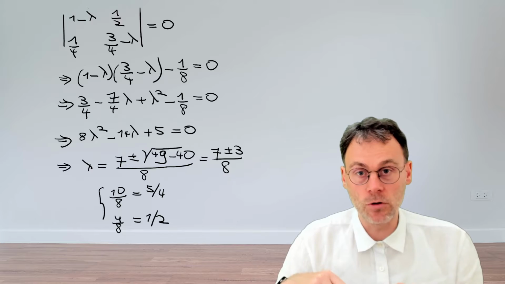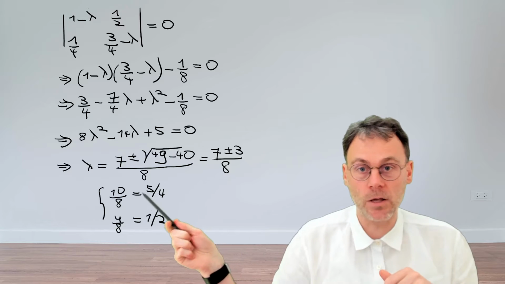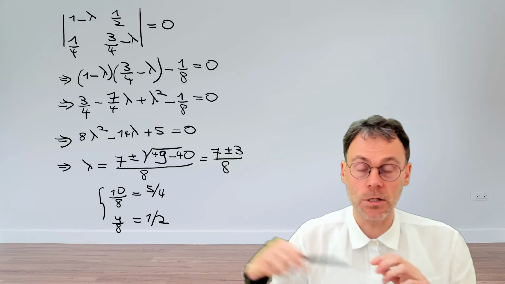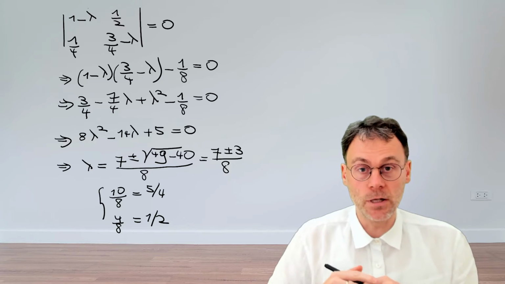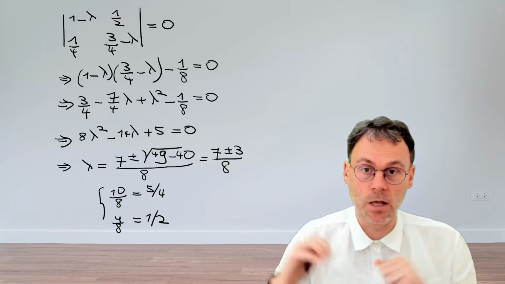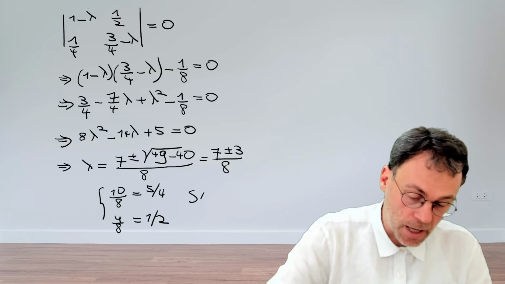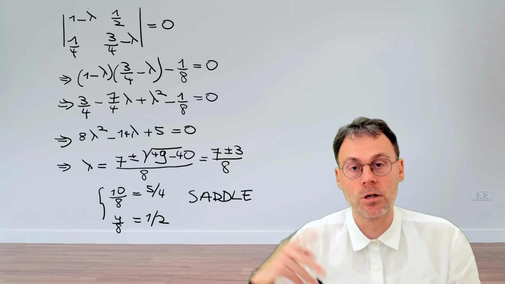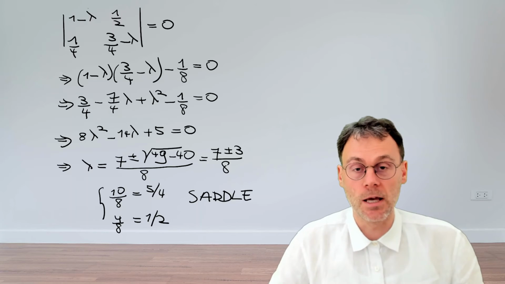But here the important conclusion is that we have one eigenvalue which in magnitude is bigger than 1 and one which in magnitude is smaller than 1, which means we have one attracting direction and one repelling direction. And that is, of course, the hallmark of a saddle point. So in this case, the origin is a saddle point.